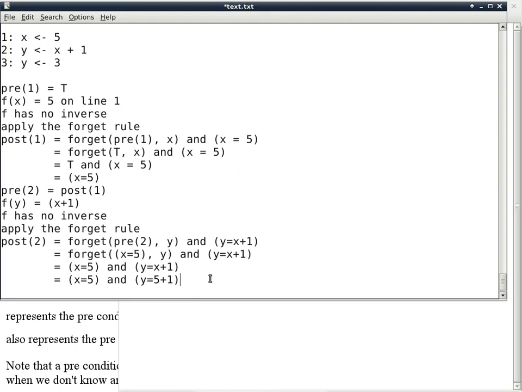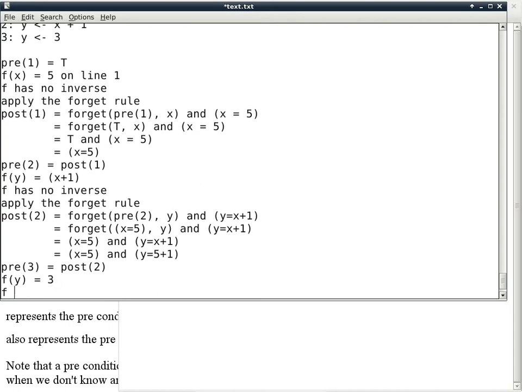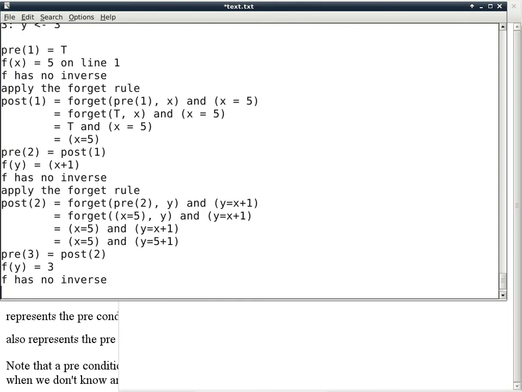Okay? And now we can try to deal with post 3. Okay. So in order to figure out what is post 3, we have to know what is pre 3 first. So pre 3 is post 2, because these two statements are sequential. And then we have to apply the same thing here. We say f of y, in this case, is a constant 3. F has no inverse. There's no way to reverse it. So once again, we apply the forget operation.